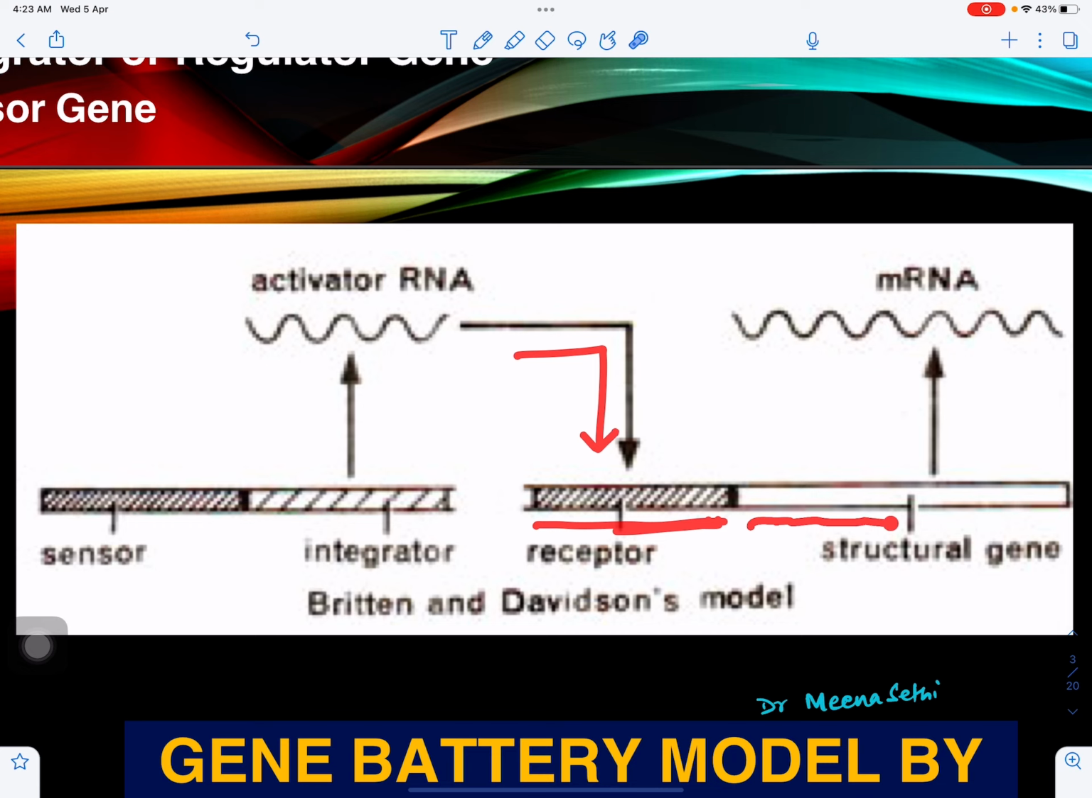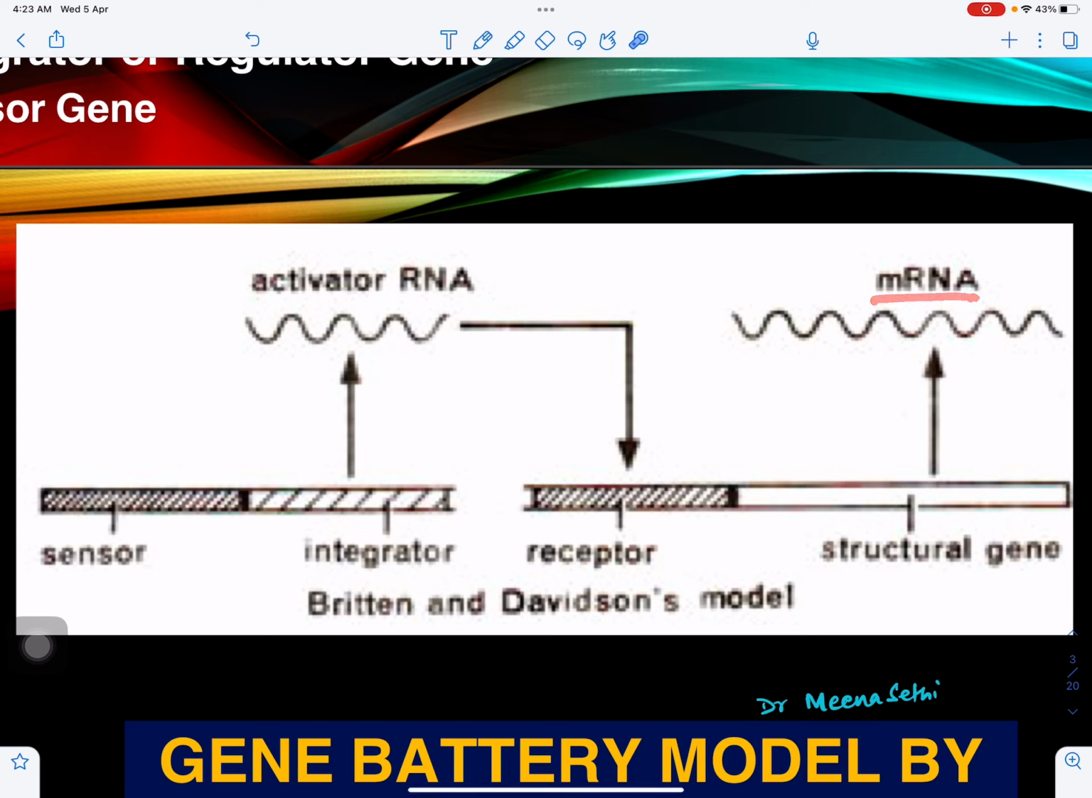Then this will move over to the structural genes, and the structural gene will undergo the transcription process to form messenger RNA. And later on, this messenger RNA will undergo the translation process. What is translation? Formation of protein from RNA is called translation. And later on, this messenger RNA, with the help of other RNAs, will help in the production of the protein. And those proteins may be involved in many metabolic pathways.